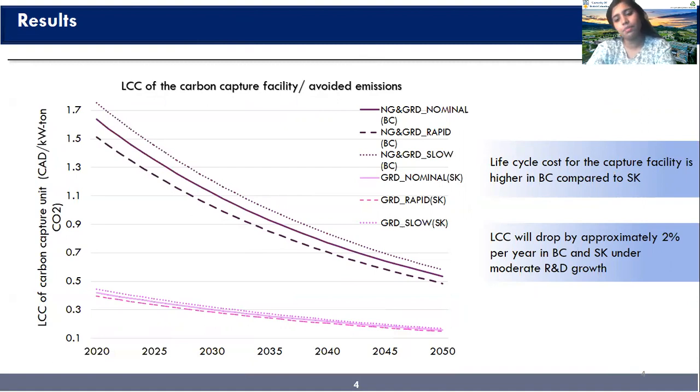These findings are expected to support policymakers and investors to develop customized regional policies and make investment decisions by considering dynamic regional aspects.